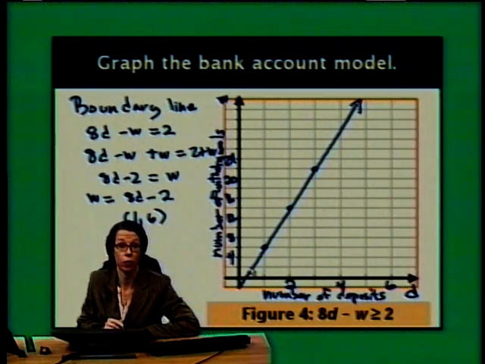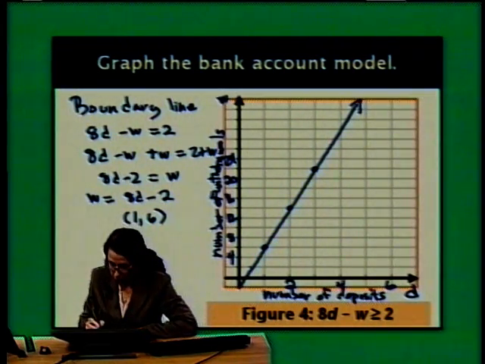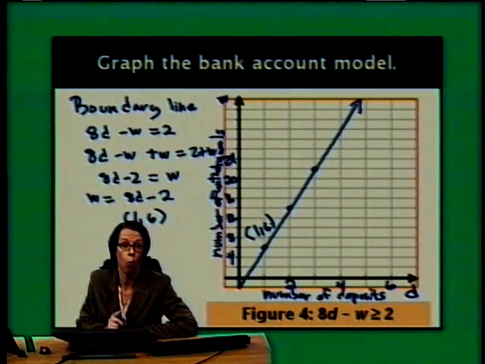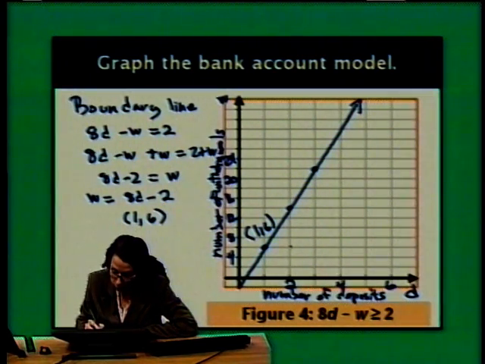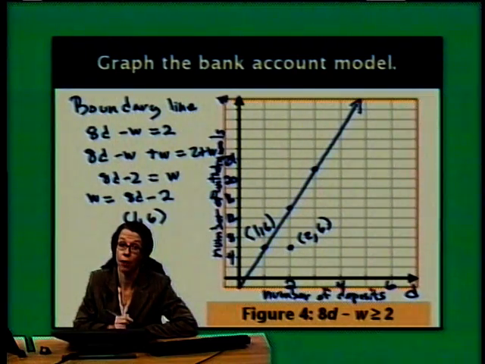Now I want to think about what solutions make sense in the context of the problem. So we started with the point (1, 6). This means that if one deposit of $400 is made and 6 withdrawals of $50 are made, then there'll be exactly $100 in the account. Well, how can we improve things for Logan? Well, we could put more money into the bank. So for example, if 2 deposits of $400 are made and he only withdraws $50 6 times, he'll have more than $100 in the bank account.